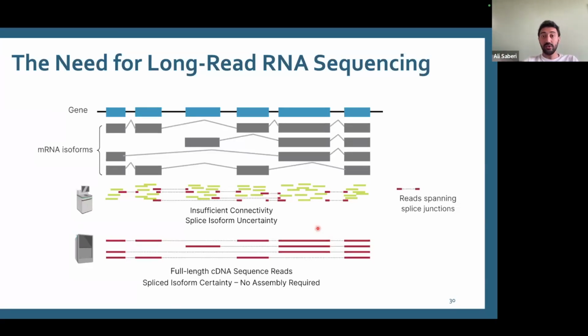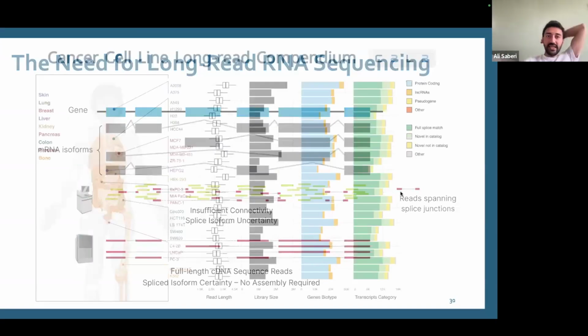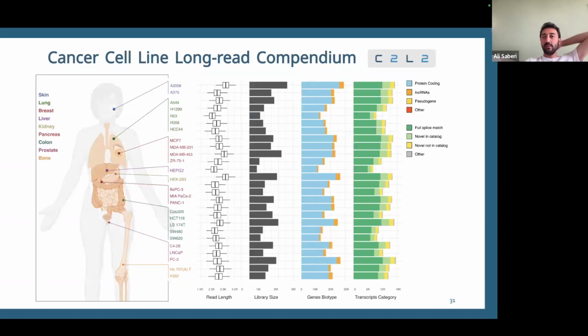So this is why we switched to long reads, and we generated this dataset, which we call C2L2, the cancer cell line long read compendium: 26 cell lines from 9 tissues of origin. You can see that the read length is much longer than short reads. Short reads average around 100 base pairs; here the median is around 3K. On the other hand, the library size is much smaller than short reads. In short reads you have on average 50 million reads, and here we're talking about 2 or 3 million reads. So it's a trade-off between length and depth.